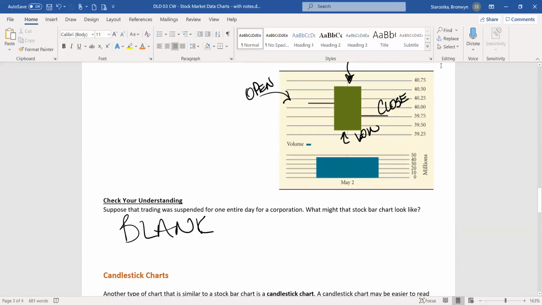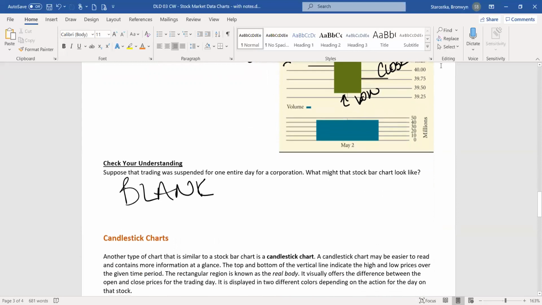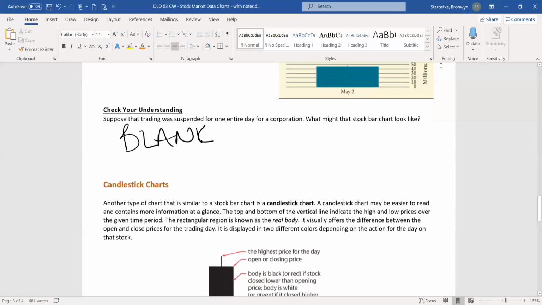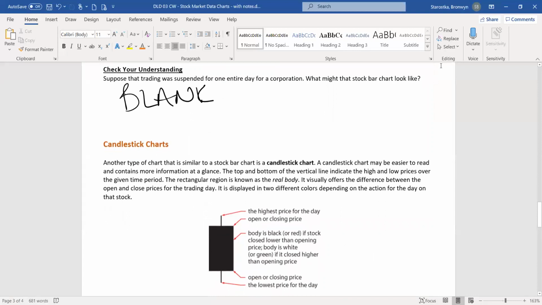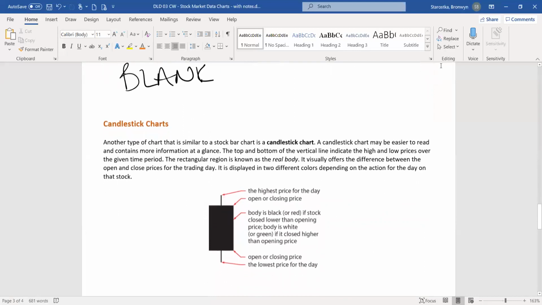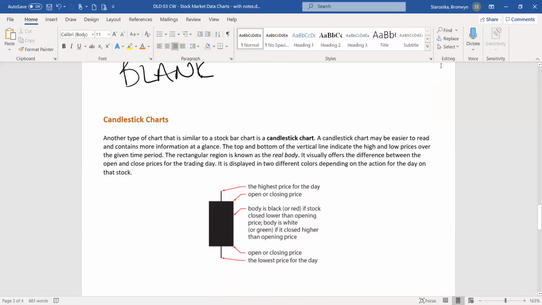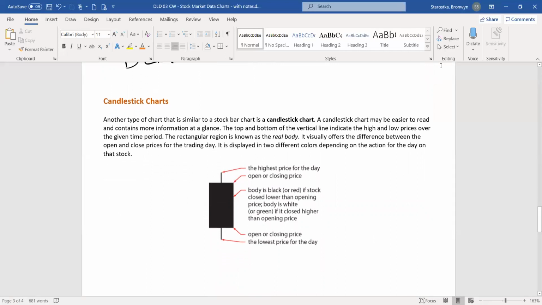The next kind of chart we're going to look at is the candlestick chart. And it's similar to the bar chart. A candlestick chart might be easier to read and contains more information at a glance. The top and the bottom of the vertical line indicates the high and low prices over the given time period. The rectangular region is known as the real body. It visually offers the difference between the open and the closed price for the trading day, and it's displayed in 2 different colors depending on the action for the day on that stock.